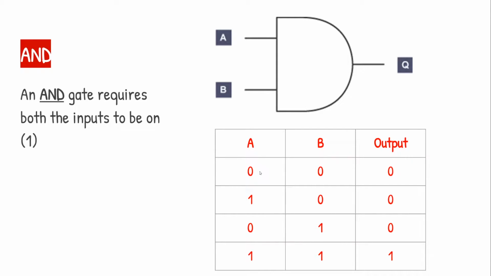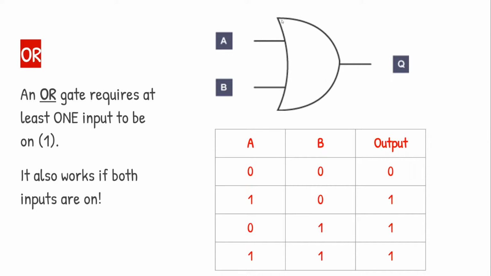So if A was 0 and B was 0, we would get a 0 output. However, if A was 1 and B was 0, we would also get a 0 output. If A was 0 and B was 1, it would be 0. But if A and B were 1, we would get 1 out.